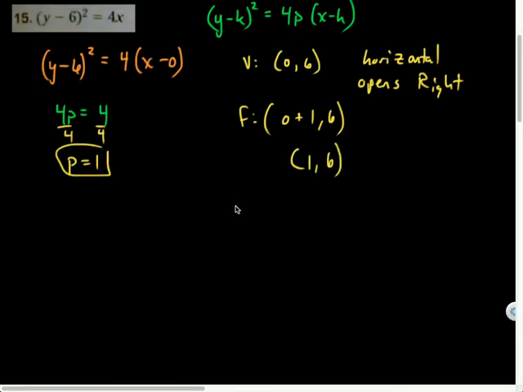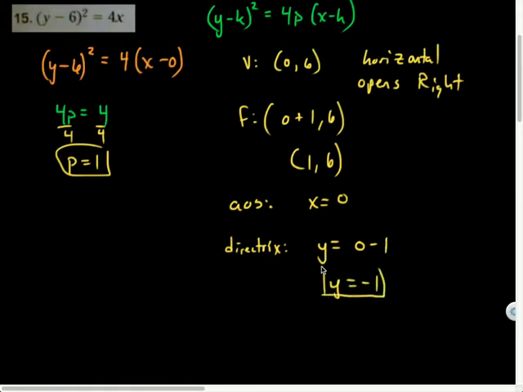For the axis of symmetry, that's going to be a horizontal equation in this case. That's going to be in line with the orientation of the parabola. So that would be x equals a number, and the number will be the x coordinate of the vertex. And the directrix is going to be a vertical line. It's perpendicular to the axis of symmetry, so it's y equals a number. And it will be p units away from the vertex in the opposite direction. So it'll be 0 minus 1, or y equals -1.